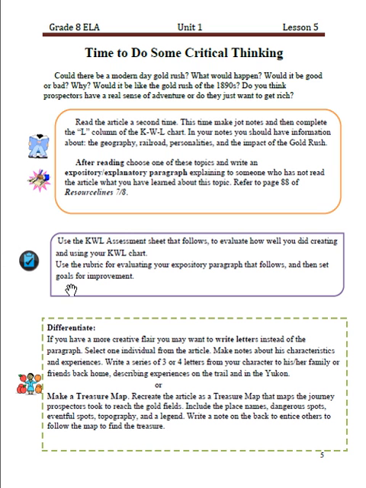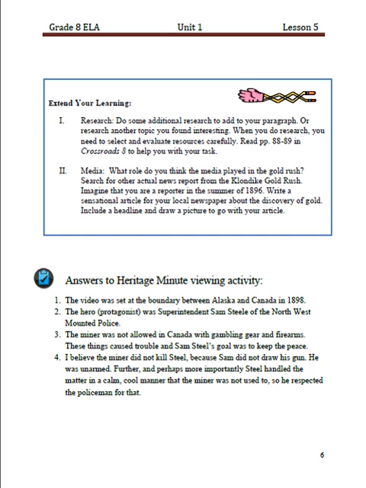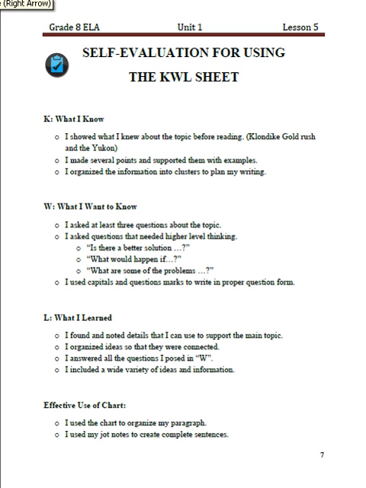And then you've got your assessment and some differentiating activities where you might want to write letters or make a treasure map. To extend your learning, you could do a little bit of research or an activity on the media and searching news reports. Here you'll find the answers to the viewing activity in the Heritage Minutes. And then your self-evaluation for the KWL sheet.